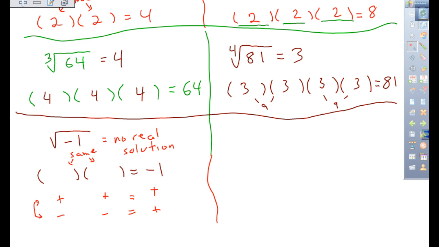What if it was cubed? So the question is, what if it's the cube root of -1? Is there a number multiplied by itself 3 times that equals -1? Yes. And you come up with -1, right?